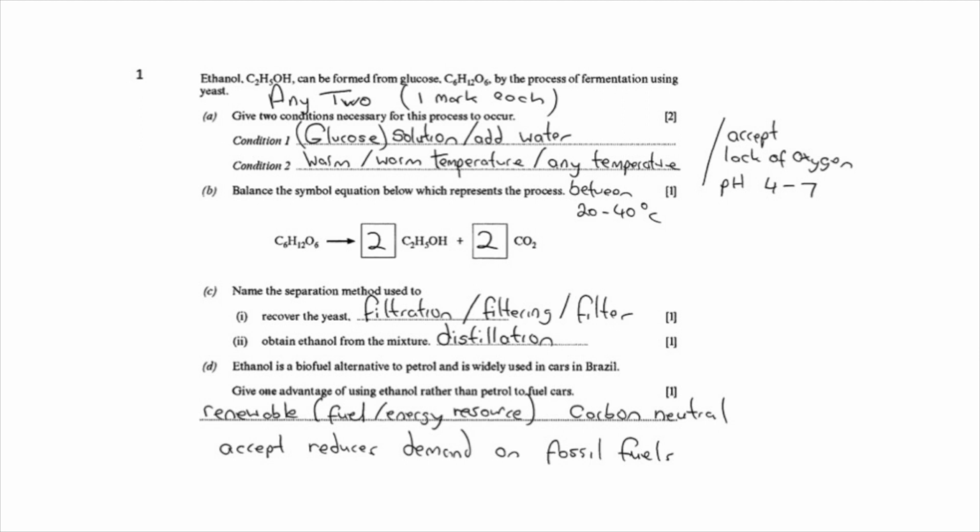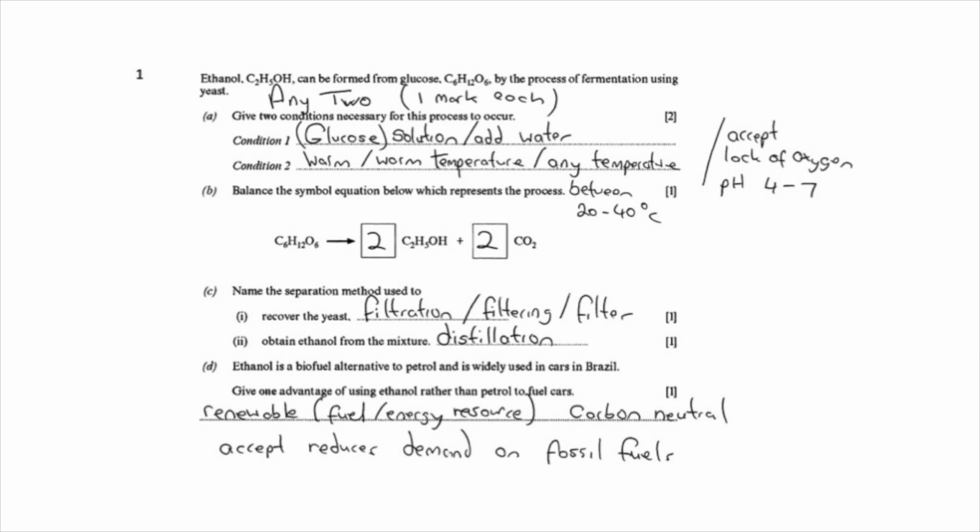You also need a warm temperature between around 20 to 40. Now ideally 25 to 35 works best, but they accept it anywhere between 20 and 40. You need a lack of oxygen and you need a pH of between 4 and 7. Any two of these conditions gets you the marks. Now for part B you need to balance the equation. So you need 2 ethanol molecules and 2 carbon dioxide molecules.